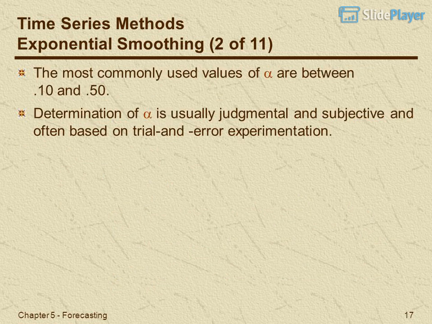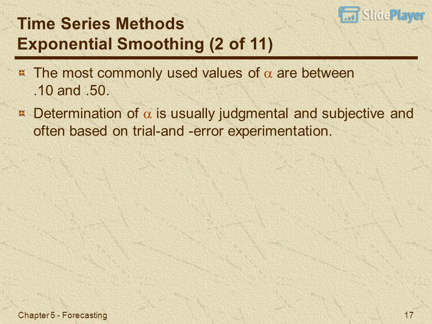Exponential smoothing, 2 of 11. The most commonly used values of α are between 0.10 and 0.50. Determination of α is usually judgmental and subjective and often based on trial and error experimentation.